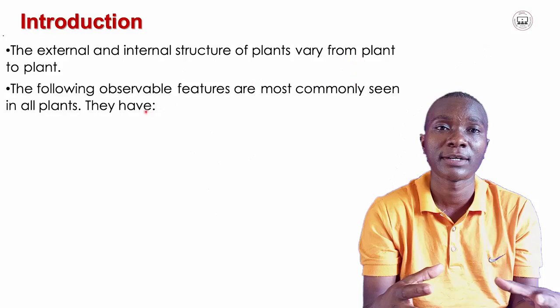The following observable features are most commonly seen in all plants. You can see these features in different plants, and you are able to differentiate that this is this plant and this is that plant based on the features they have. The first one is leaves. Leaves differ from plant to plant. The second one is stems. Different plants have different stems. The same applies to roots. They have different roots, and again they have different flowers.